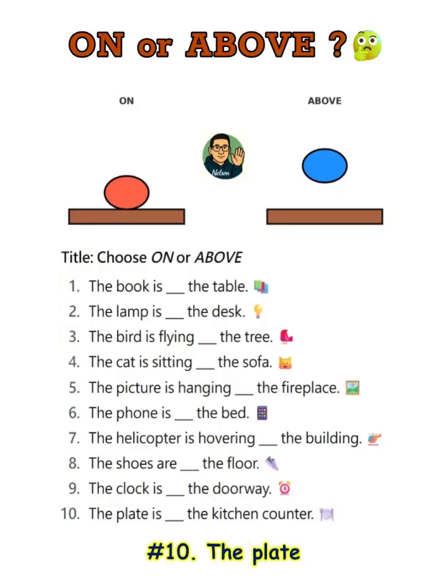Number 10, the plate is blank the kitchen counter. Which one works best? The plate rests on the surface, so the answer is on. The plate is on the kitchen counter.